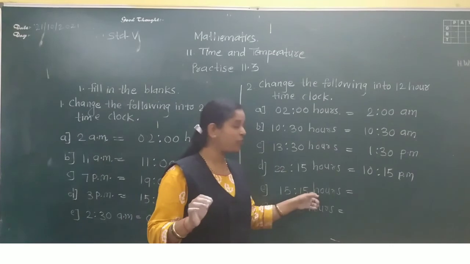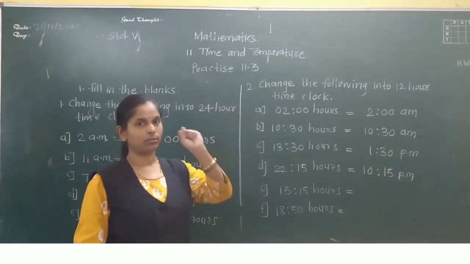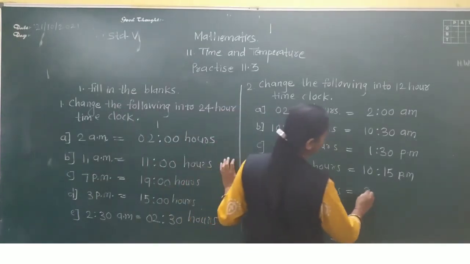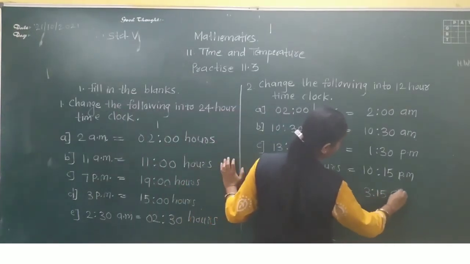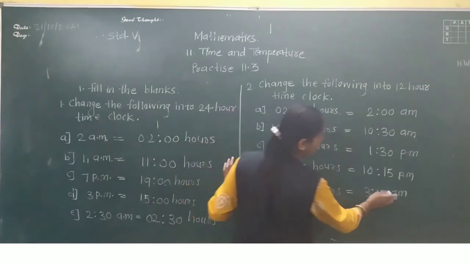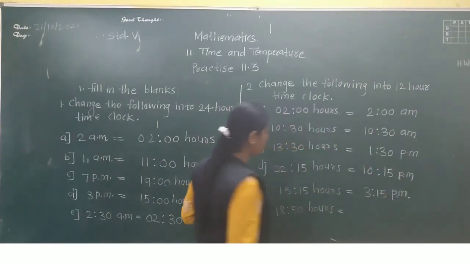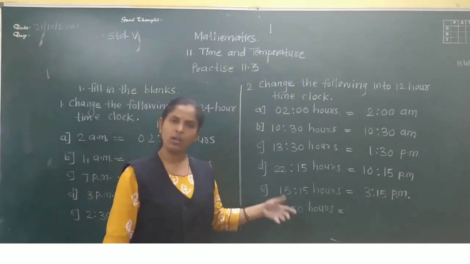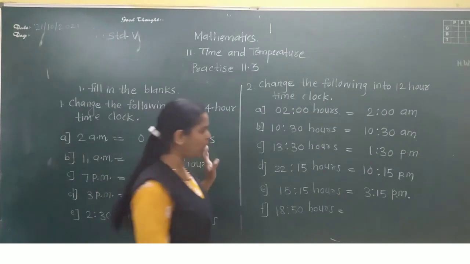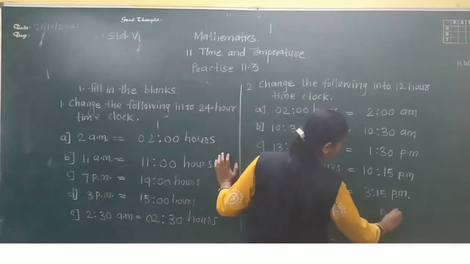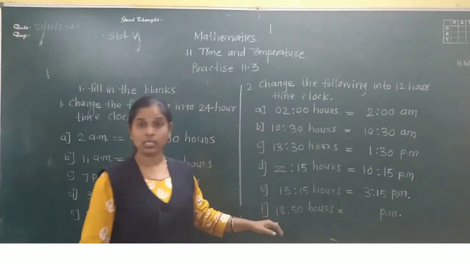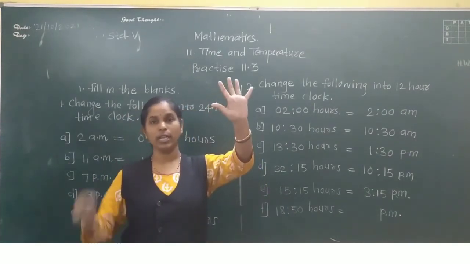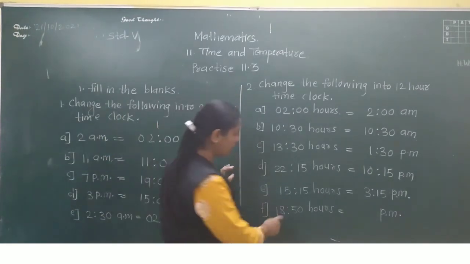Next, 15 hours. 13 means 1, 14, 15, that is 3:15 PM. The number is greater than 12, so PM. Then 18:15. Here also it will be AM or PM. Of course, PM, because the number is greater than 12. But what will be the time? In the 12-hour method, 13, 14, 15, 16, 17, 18. 18 means 6 o'clock. That is 6:15 PM.